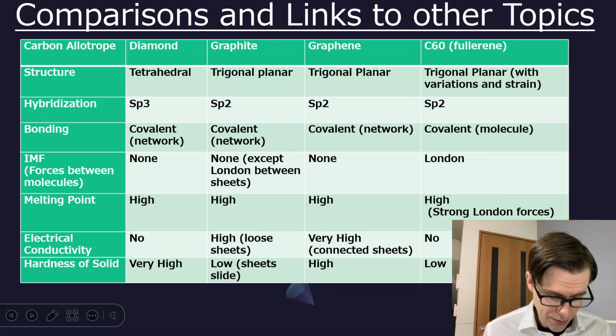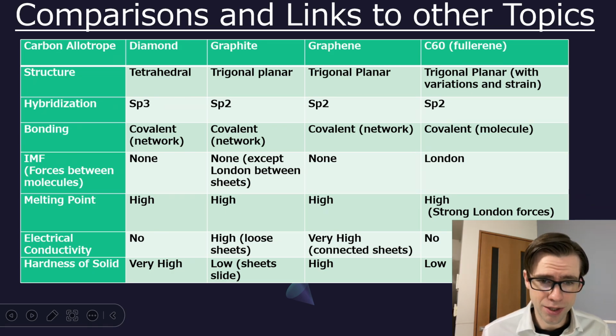Finally, hardness of the solid. Diamond, very high. If you wanted to crack that or separate it, you would have to break many covalent bonds. Graphite, it's low because the sheets can slide and separate. They're only held together with London forces.